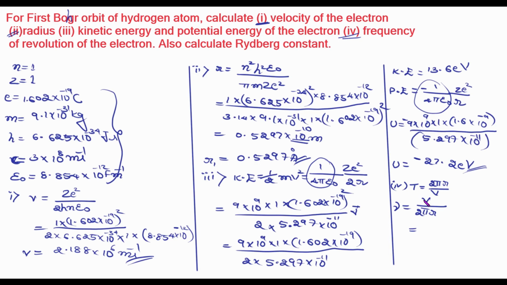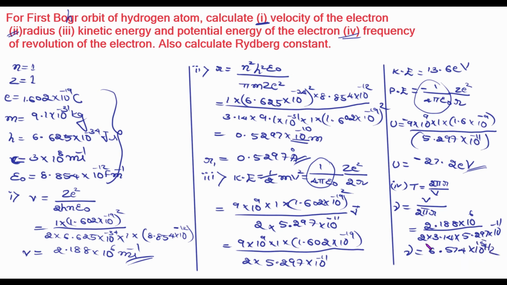Here the value of v is how much? This one we have calculated: 2.188 into 10 to the power of 6, whole divided by 2 into 3.14 into r1. Also we have the r value, which is 5.297 into 10 to the power of minus 11. If you solve this properly, the frequency of the revolution of the electron is found to be 6.574 into 10 to the power of 15 hertz.